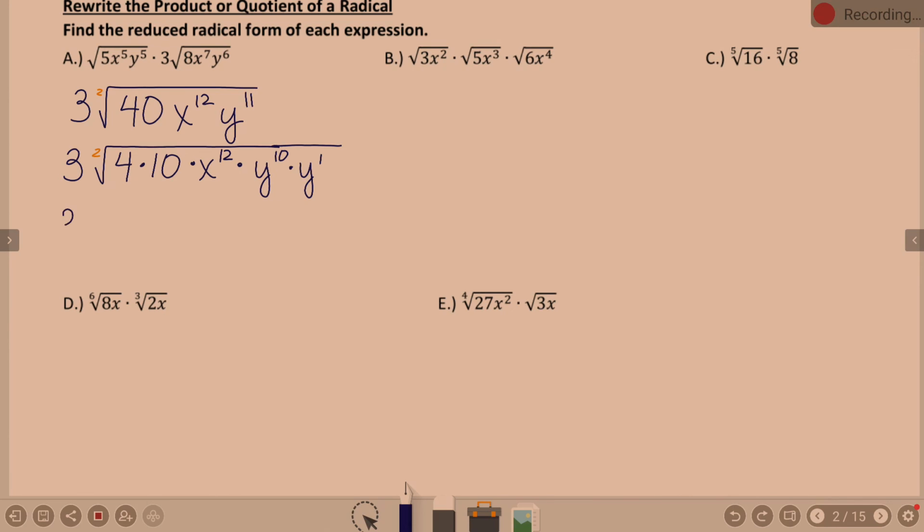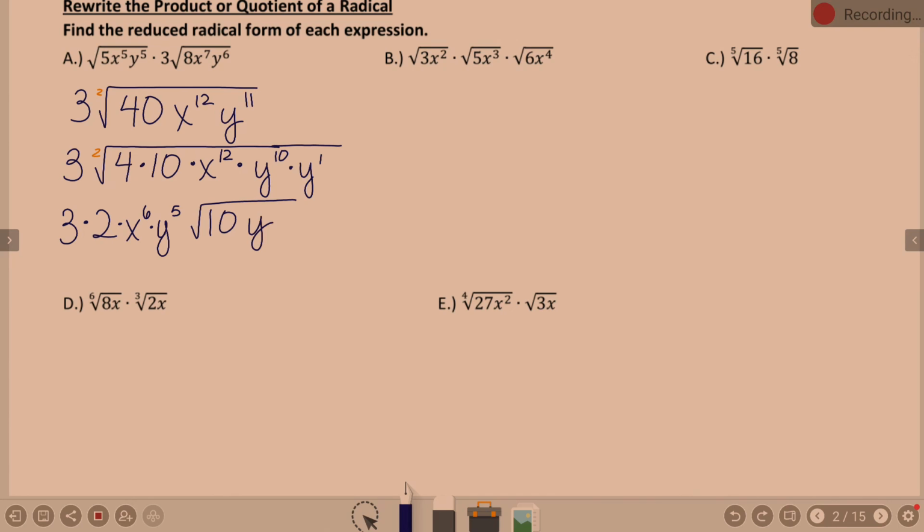What's the square root of 4? 2. What's the square root of 10? Square root of 10 is square root of 10. It stays under the radical. What's the square root of x to the 12th? 12 divided by 2 makes it x to the 6th. What's the square root of y to the 10th? 10 divided by 2 makes it y to the 5th. What's the square root of y to the 1st? 1 does not divide by 2, so we're leaving it as y.